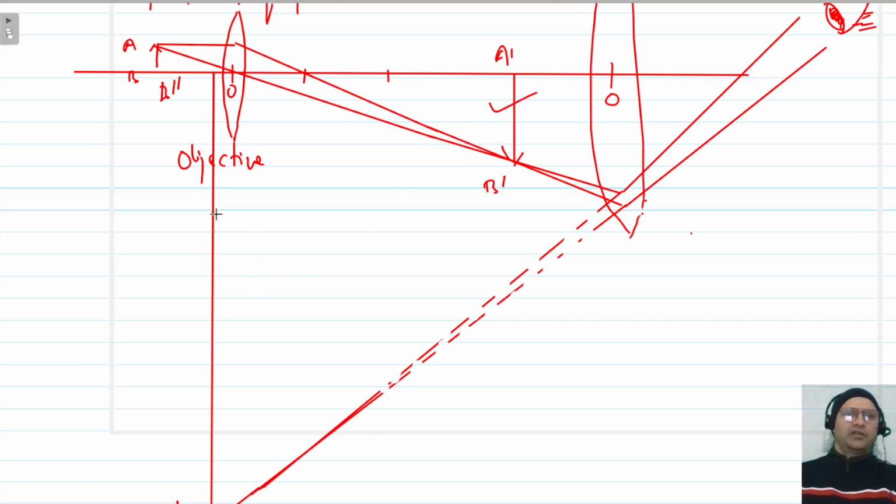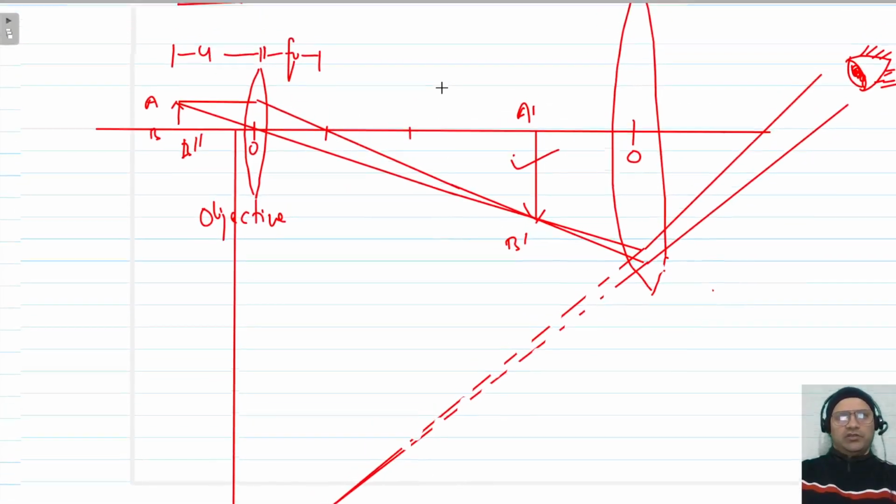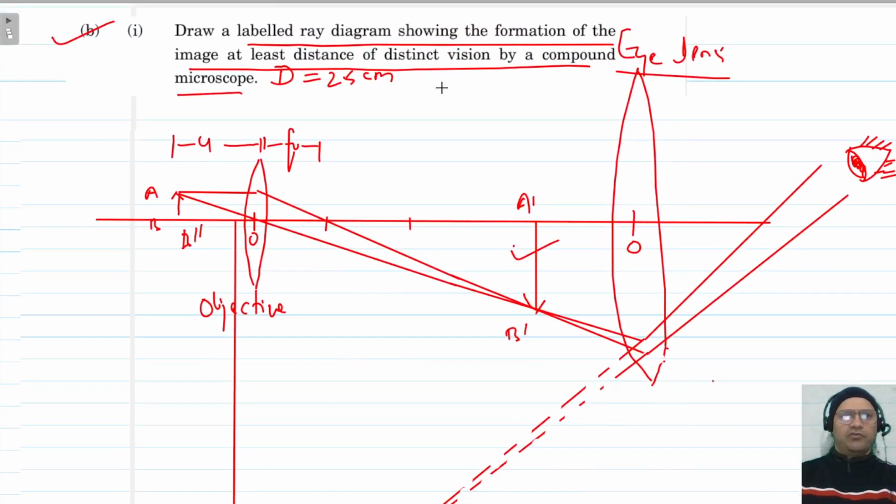this. अगर इसके साथ कंपेयर करोगे, ये जो है this image, which was real inverted image, which was formed by the objective lens, acts as a virtual object to the eyepiece lens. So it's at the focal point of the eyepiece lens.